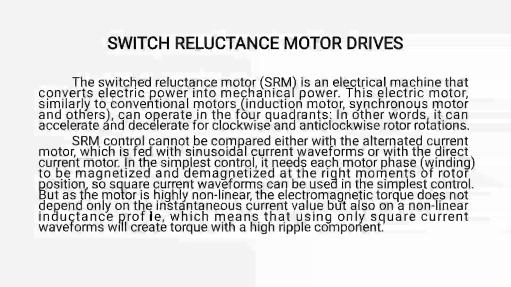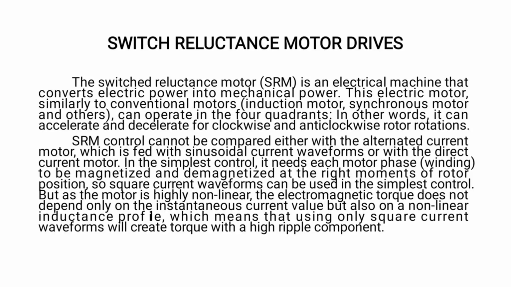The switched reluctance motor is an electrical machine that converts electrical power into mechanical power. This electric motor, similarly to the conventional motor, can operate in four quadrants. In other words, it can accelerate and decelerate, with clockwise and anti-clockwise rotor rotations. The switched reluctance motor control cannot be combined either with the alternating current motor, which is fed current waveforms, or with the direct current motor.